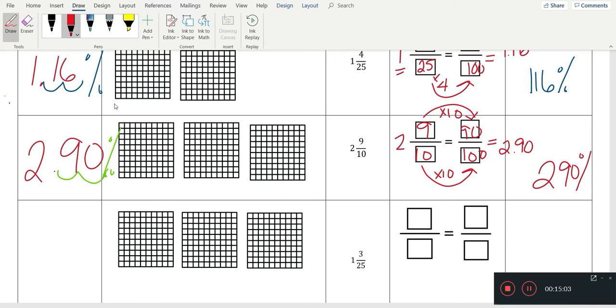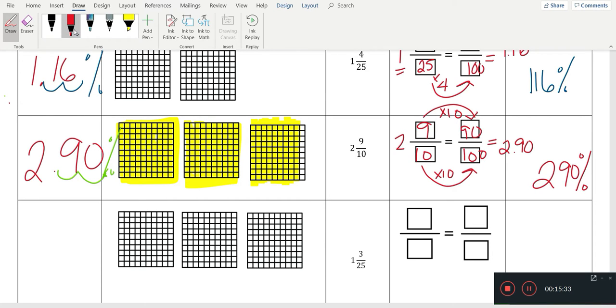Right? And we're going to shade two holes here. Whoops, two wholes, another one whole, and 90. So 10, 20, 30, 40, 50, 60, 70, 80, and 90. Okay? So 2 wholes and 90 hundredths.